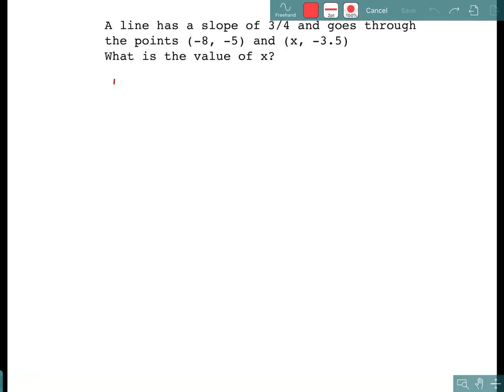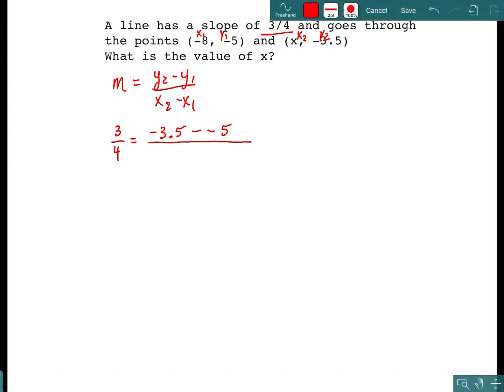So the slope formula says slope m equals y2 minus y1 over x2 minus x1. All right, well, the slope was given this time. Usually we have to figure out the slope, but they gave it to us, 3 over 4. Then we've got to replace the x values and the y values. So y2 is -3.5 minus y1, which was -5, all over x2, which is x, minus -8.